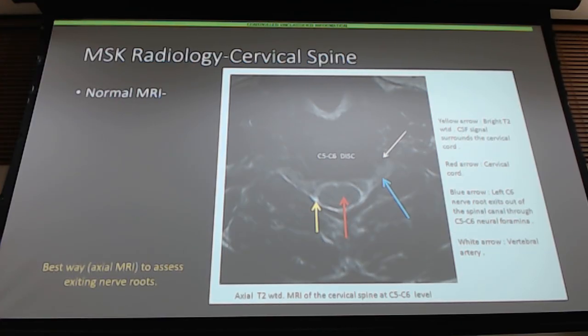What does it say in the blue? Left C6 nerve root exits. See where it says on the blue there? So just because it's the intervertebral space, the nerve exits inferiorly. Make sense? Tricky, huh?